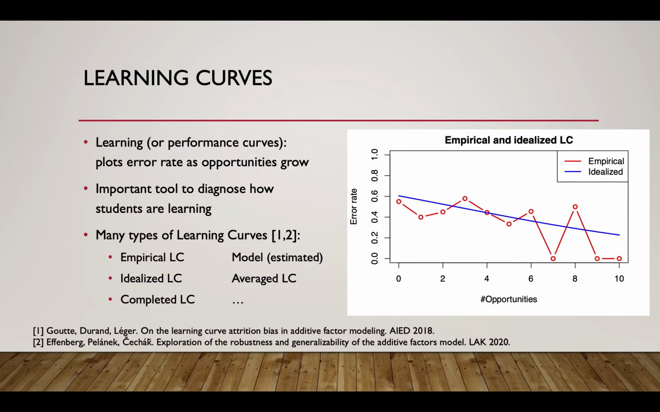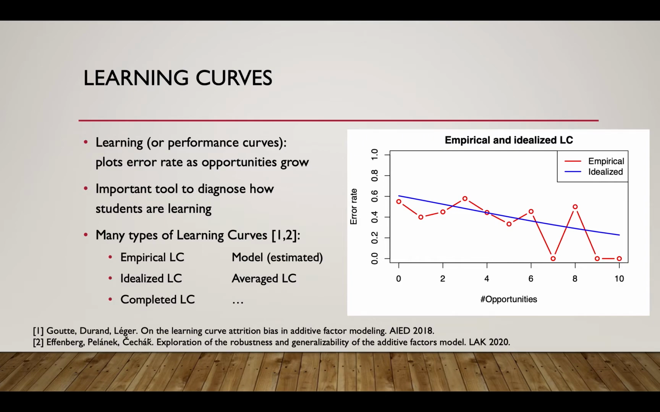There are actually many types of learning curves. The plot on the right shows an empirical learning curve in red. It records the observed rate of errors made by students at each opportunity to practice. Because it records the empirical error rate, the red curve goes up and down a lot. This is due to the fact that we average over a limited number of students at each opportunity. Also, students have different levels of proficiency. There is also the impact of attrition, as students who master a skill tend to move on to other activities, leaving only less proficient students at higher opportunities.